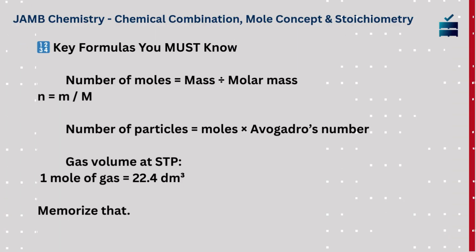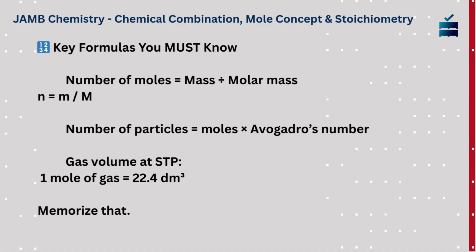Key formulas you must know. Number of moles equals mass divided by molar mass, n equals m over M. Number of particles equals moles times Avogadro's number. Gas volume at STP: 1 mole of gas equals 22.4 cubic decimeters. Memorize that.